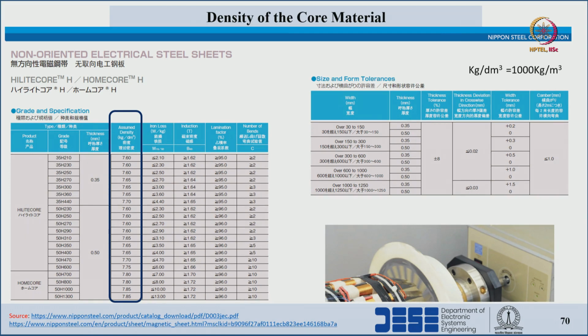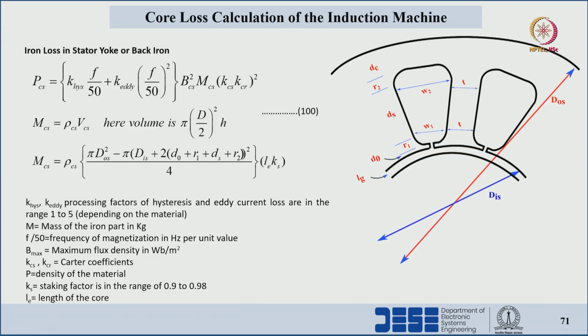Here we can see the density of the different steels. The density of the steel is mentioned as 7.6; the first number I am considering is 7.60 kg per dm cube, decimeter cube. How to convert 7.60 kg per decimeter cube to meter cube: with this equation, 1 kg per decimeter cube is equal to 1000 kg per meter cube. Based upon the steel data sheet we can get the density.